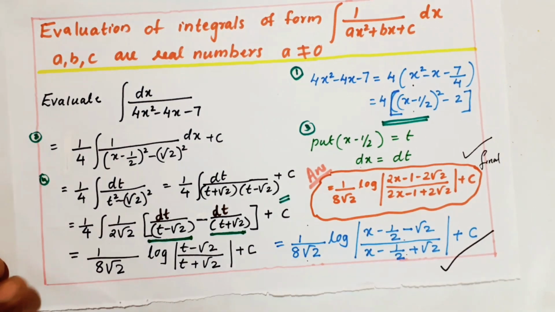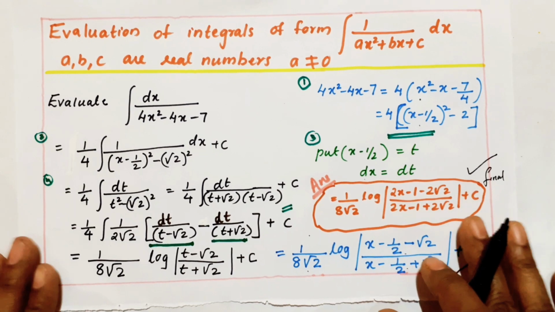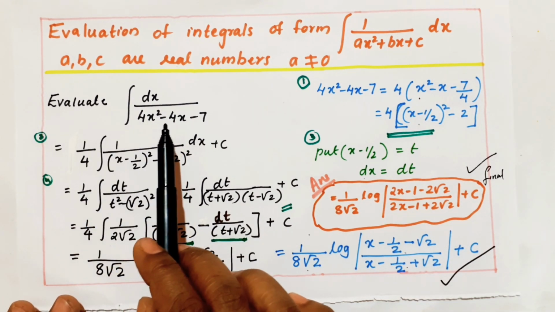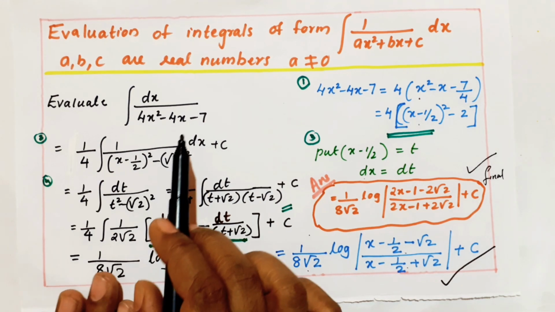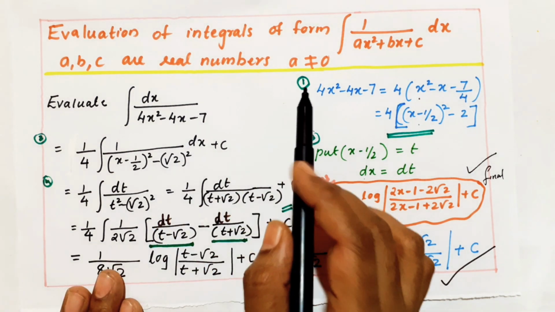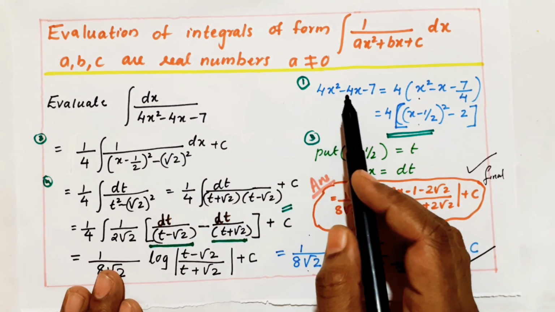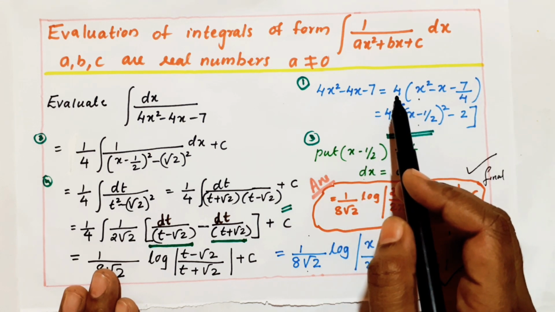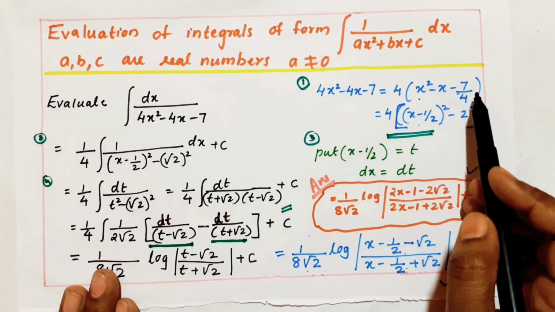Now I need to tell it again. See this question, how we are doing. One question only: integral of dx by 4x square minus 4x minus 7. If the denominator is in this form, the first step is you take the denominator here, 4x square minus 4x minus 7. From this, you take 4 common: x square minus x minus 7 by 4.